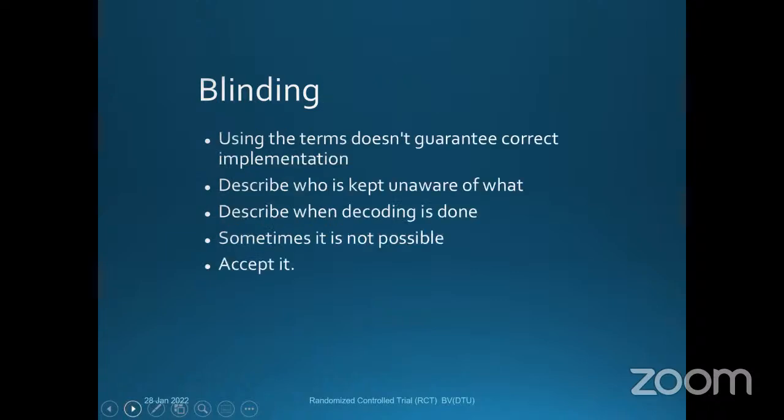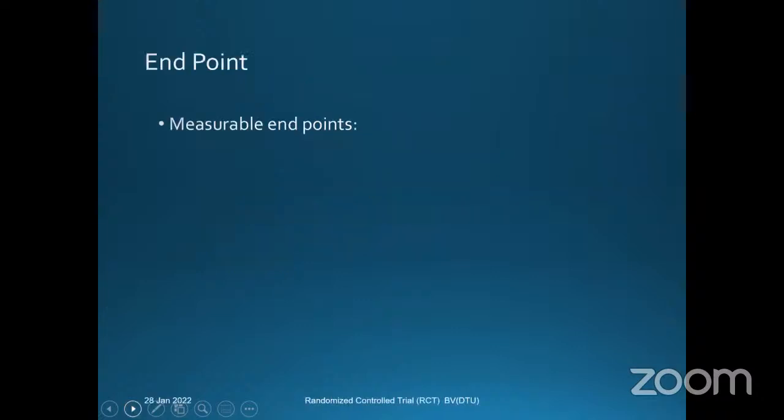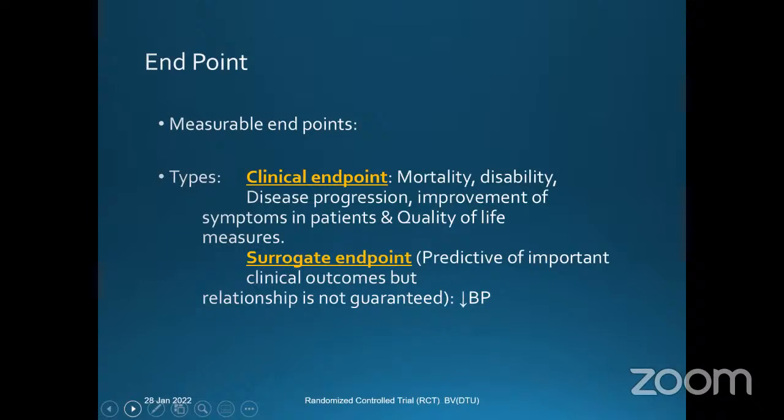Blinding using the terms doesn't guarantee correct implementation, but describe who is kept unaware of what. Describe when decoding is done. Sometimes it's not possible to blind, then accept it. A measurable endpoint should be selected in the study, and clinical endpoints like mortality, disability, disease progression, improvement of symptoms in patients, quality of life measures. As I said, clinical trials are patient oriented. So you should select clinical endpoints only: mortality, disability, progression of disease, etc.